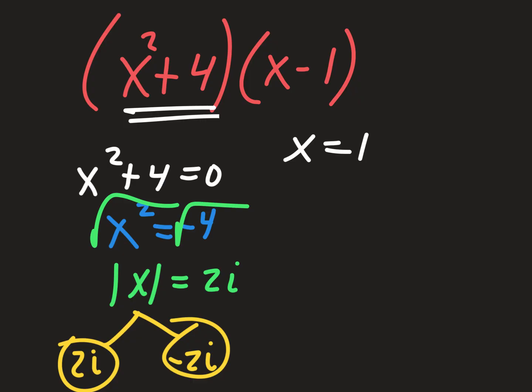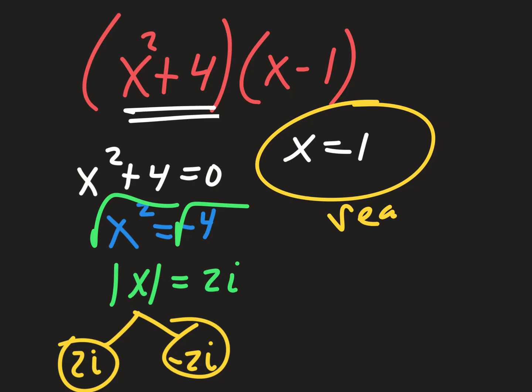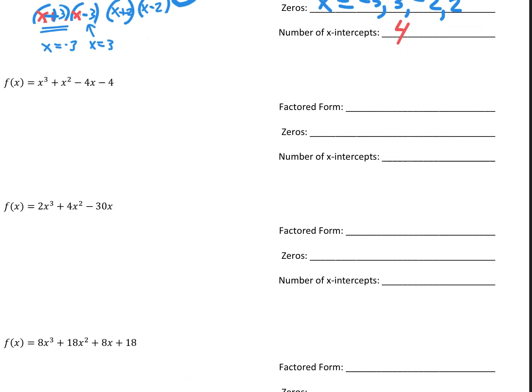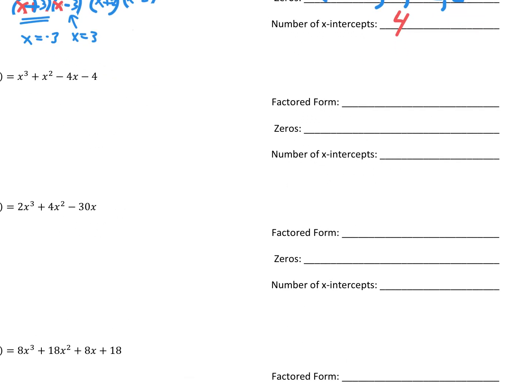Are those real? No. Are those x-intercepts? They are not x-intercepts. Only real things can be x-intercepts. That's real, and that's an x-intercept. That's not. Now, if I wanted to write it as an x-intercept, x-intercepts have y equals 0. I might write it as 1, 0. But these guys, they're not real, so they can't be x-intercepts. All right, I hope that answers your questions about number of x-intercepts is really kind of saying how many real answers do you have. All right, let's go on to this one.